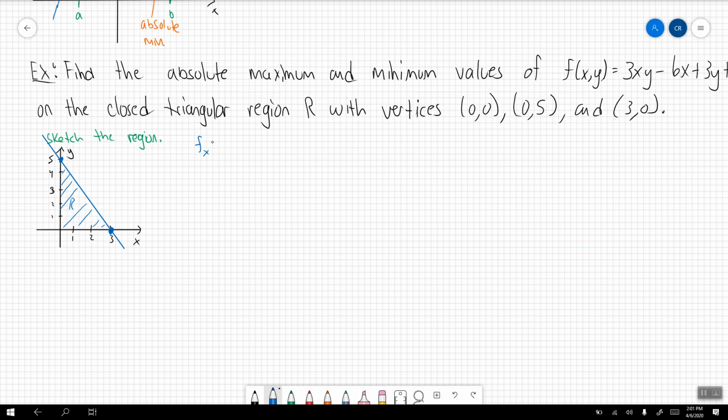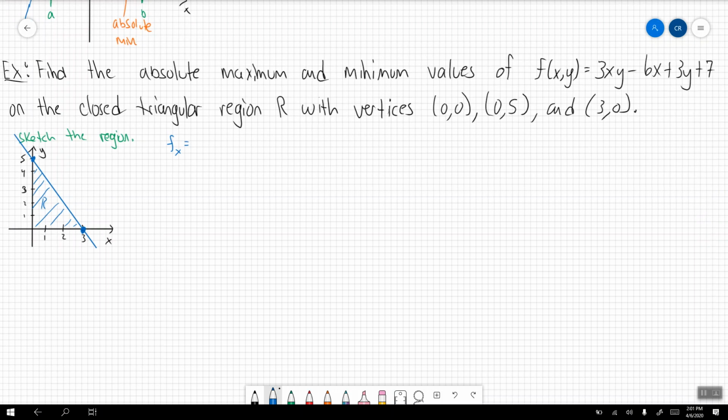So let's find the derivative. Partial with respect to x for this function, that's going to be 3y minus 6. Partial with respect to y, that's going to be 3x plus 3. Set both of these equal to 0. So it's going to be 0 is equal to 3y minus 6. 0 is equal to 3x plus 3. We get here that x is equal to negative 1. And we get here that y is equal to 2.